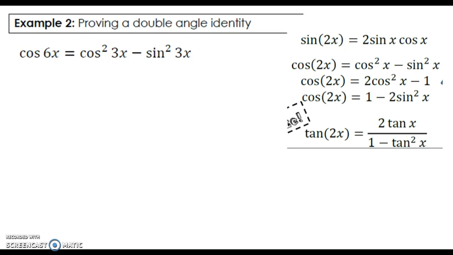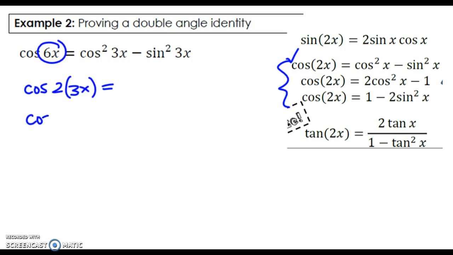So if I want to turn the left into the right, if I'm looking at my three possible substitutions for cosine, my right-hand side has cosine squared and sine squared, so I'm probably going to lean towards using that one. The hardest thing for us sometimes is rewriting this as a double angle, so I want cosine of 2 times something. 2 times something would be my 3x. So this is my double angle. You can think of this kind of as being your x. This is going to simplify down into cosine squared of 3x minus sine squared of 3x, and that's equal to the other side.